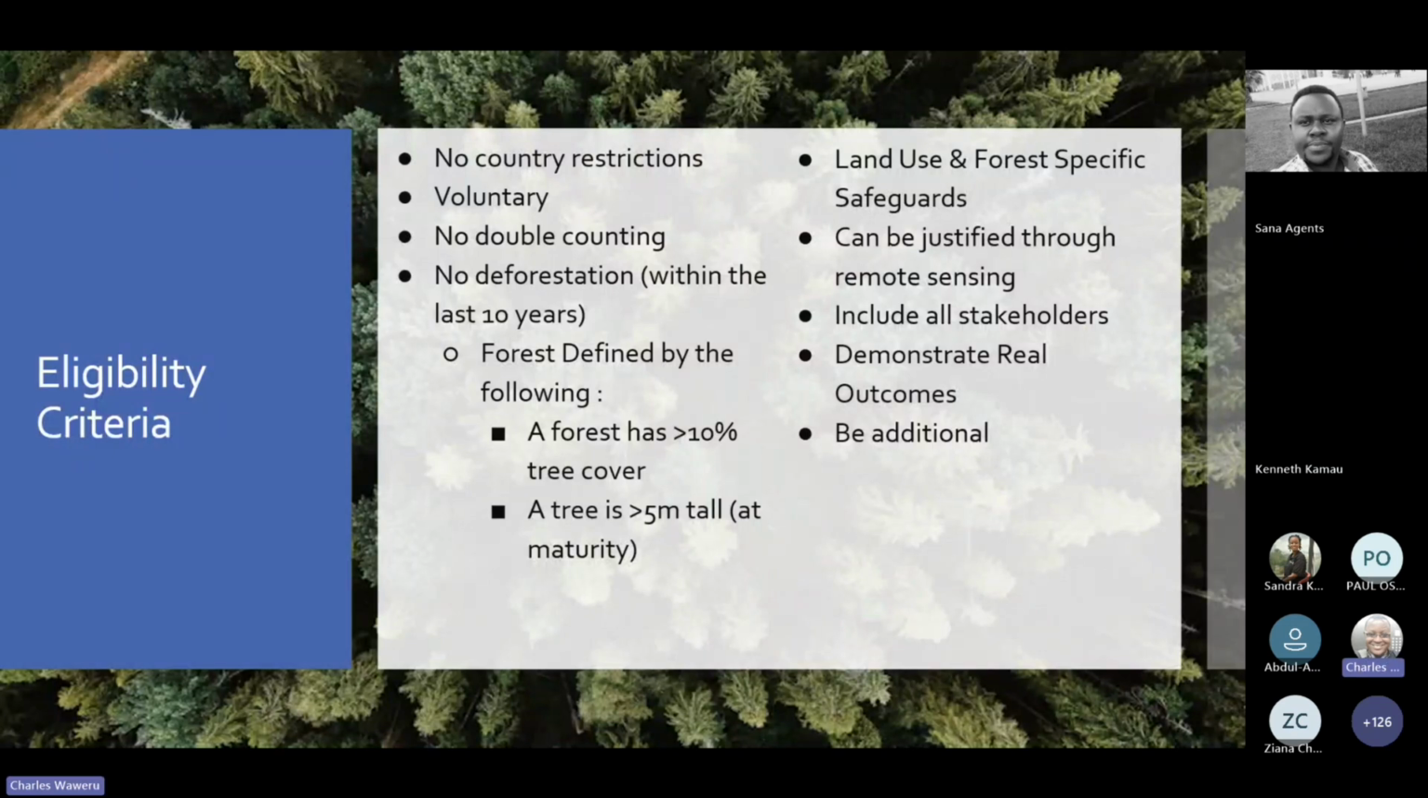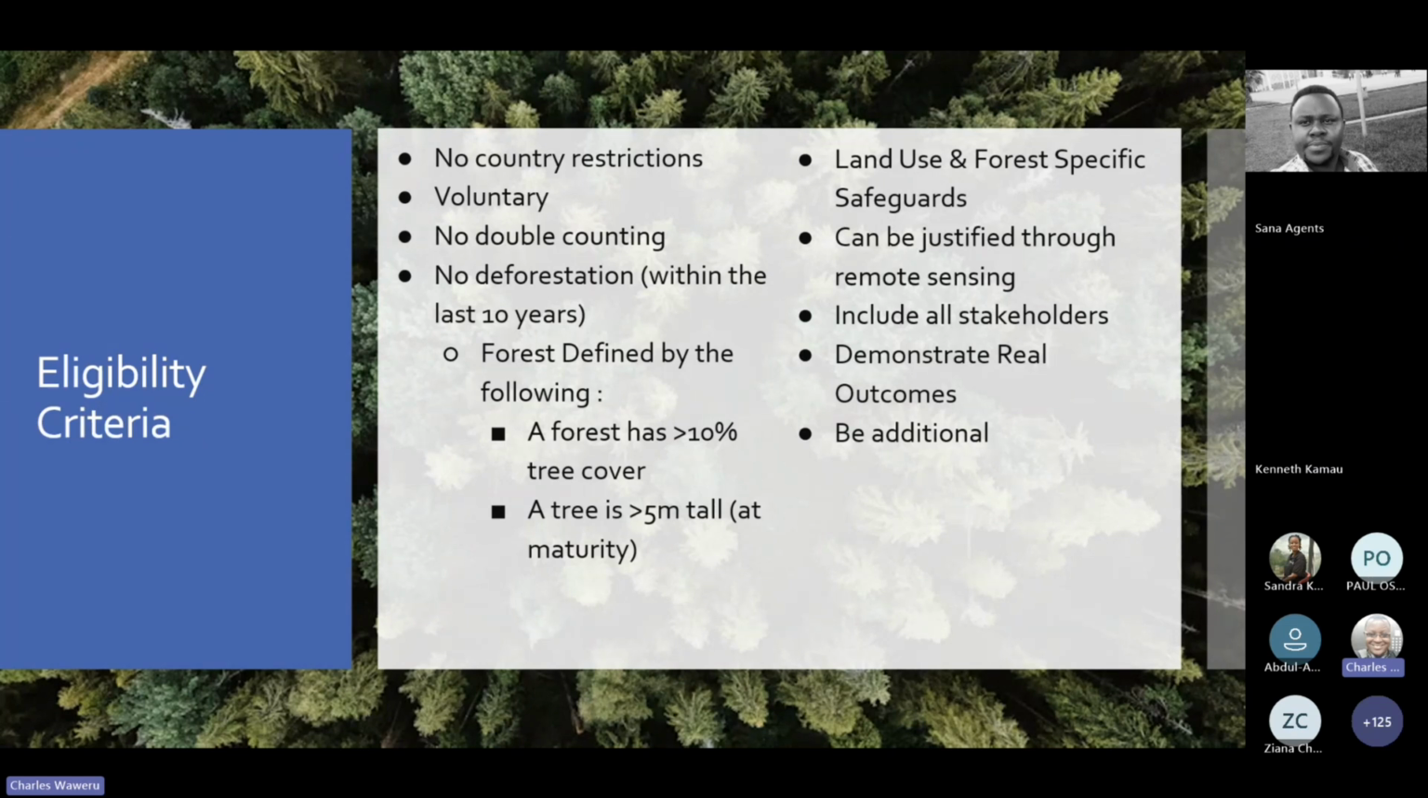There is no country restriction. It must, of course, be voluntary, because hey, the voluntary market. You must be able to make sure there's no double counting. What do I mean here? Let's say you're a developer, you don't own the land. You approach, let's say, the community. The community says, okay, let's do a project over the next 1,000 hectares. Let's do your project. Very nice. But remember, the community cannot register the project at the same time you register the project.